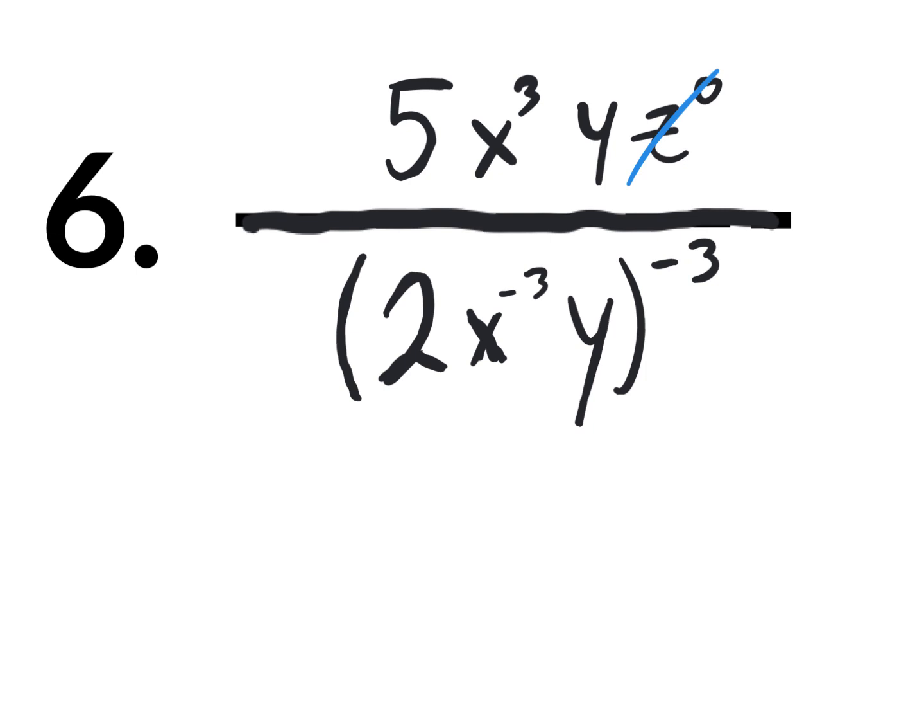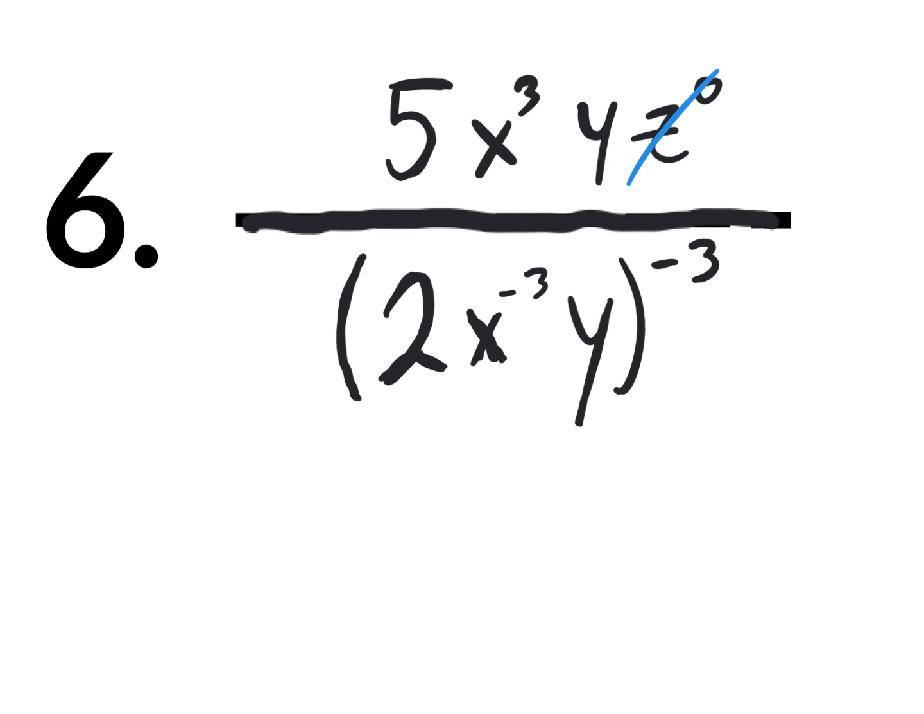Now, some of us might be thinking, oh, wait a minute. I have a y right here and a y right there. I could use a canceling rule and cancel them out. Wrong. You can't do that. Not yet. Why not? Because the y is inside parentheses. And obviously, when you have parentheses, you need to deal with those parentheses first before anything else, right?